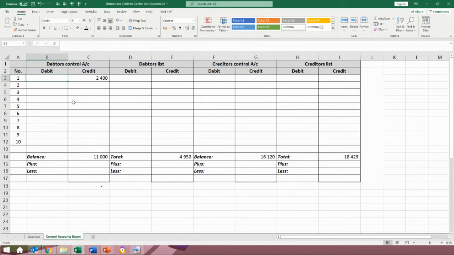So it was for 100 Rand and has not been recorded at all. Because it has not been recorded in our books, it would affect both our debtors control account as well as our debtors list. Now, if we issue a credit note to our debtor, will we debit or credit their account? I'm going to repeat that. If we issue a credit note to our debtor, will we debit or credit their account?